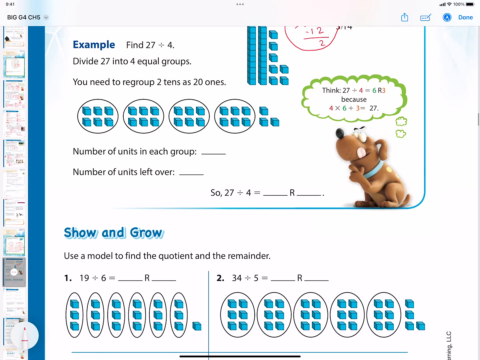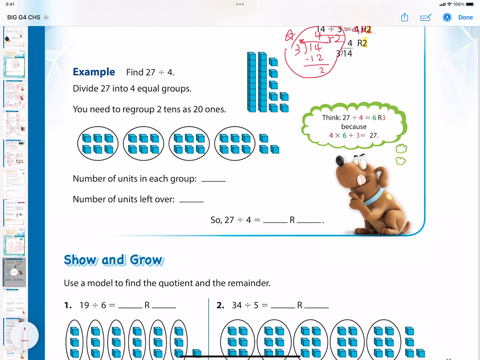So example, find 27 divided by 4, okay? Divide 27 into 4 equal groups. You need to regroup 2 tens as 20 ones, all right? And then you are going to split those 27 counters into 4 equal groups. And the number of units in each group: how many counters do you see in each group? 1, 2, 3, 4, 5, 6.